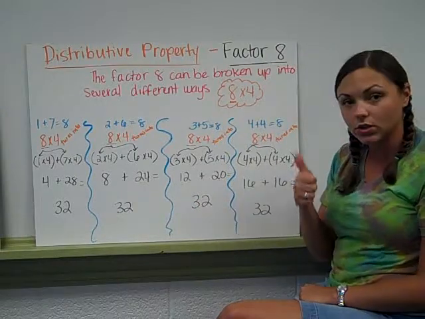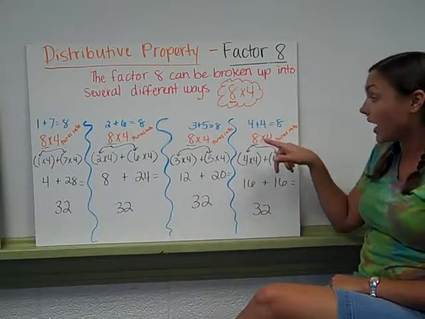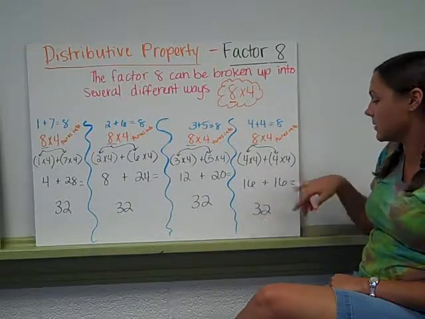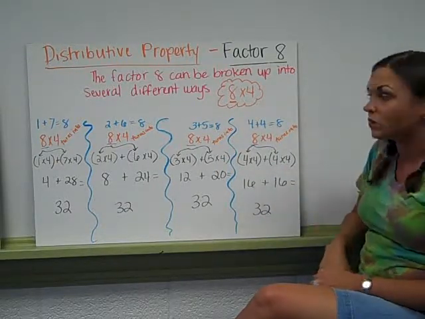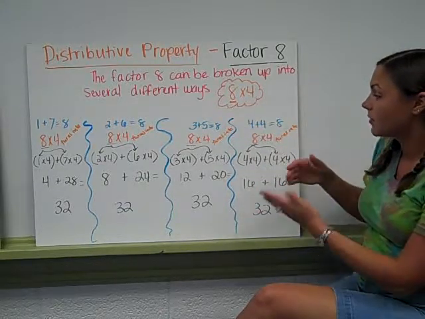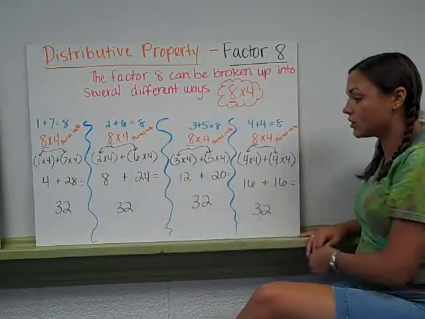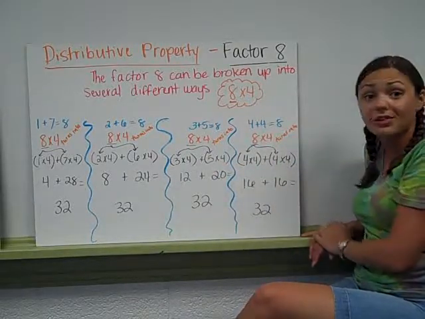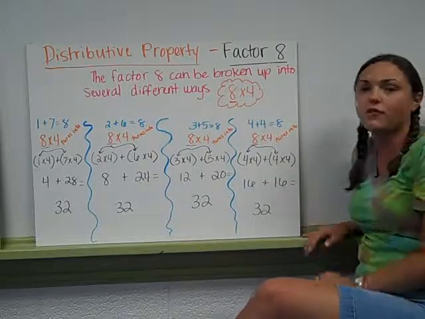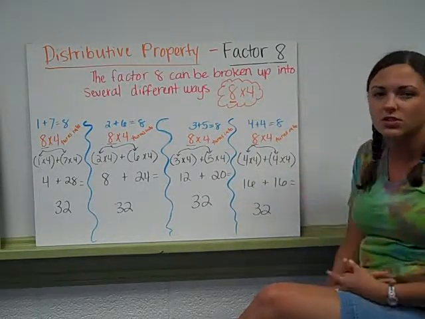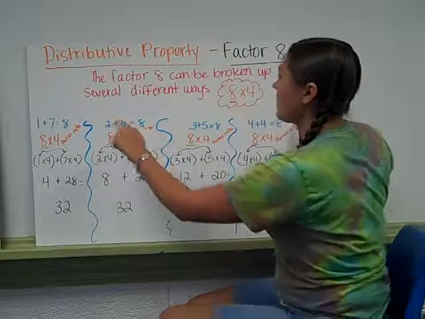Add it up, 32. Here I broke 8 up into 4 plus 4. 4 times 4 plus 4 times 4. I got 16 plus 16 gives me 32. This just shows you can break that 8 up into different ways in order to find the same answer. This is 4 different ways to solve this problem. And there's other ways to solve this problem too. I could have broke the 4 up instead into different ways. However, always break up the larger number because it's just easier to work with.